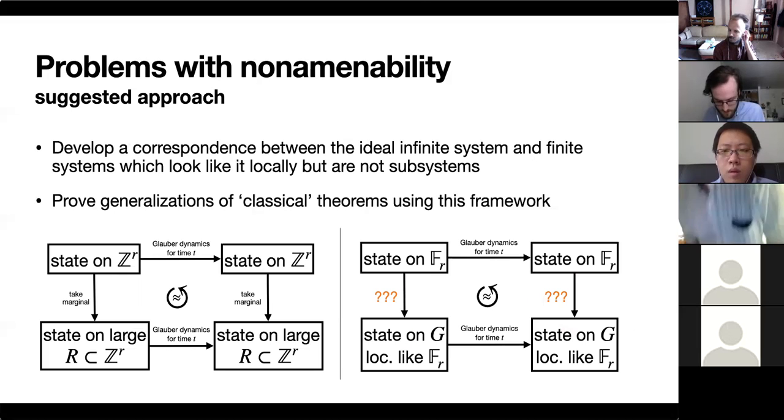And that's the part of it which is going to come from Lewis Bowen's sofic entropy work. I'll be able to use that to prove generalizations of, I think, all of the theorems that I mentioned to a lot of non-amenable groups, but not all groups, and also not all sofic groups, unfortunately.